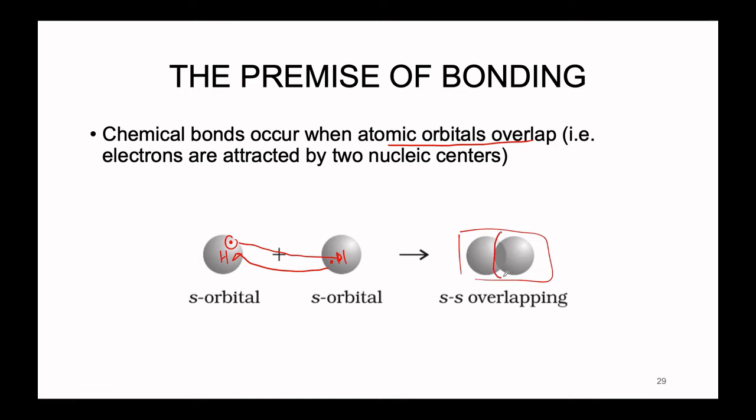This overlap of the s orbitals signifies that the electrons in each opposing atom are attracted by the other. So what this means is that there's going to be a chemical bond between the two different atoms because the electrons are holding the atoms together, right? This electron attracted by that atom, and this electron attracted by the first atom.